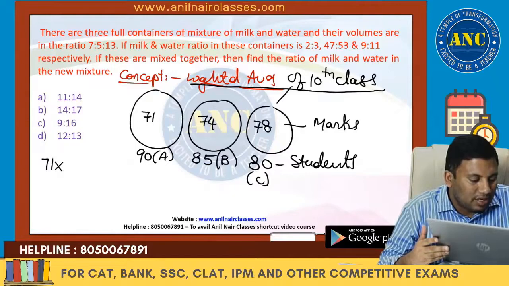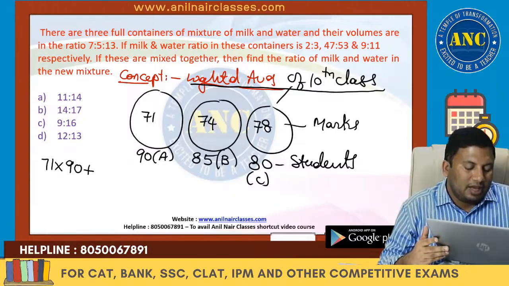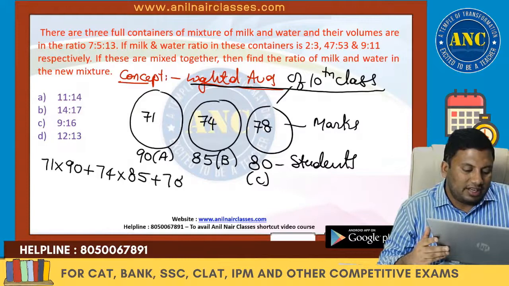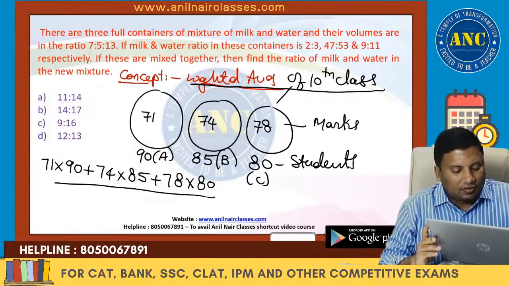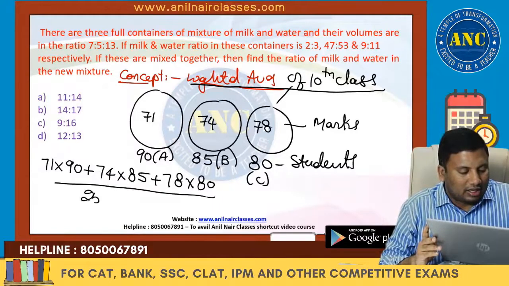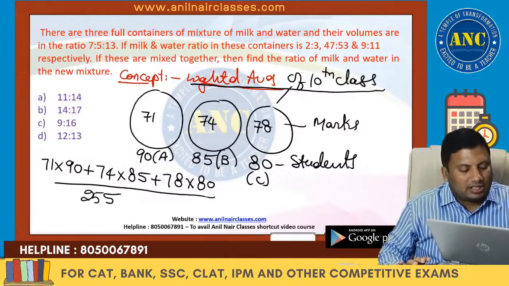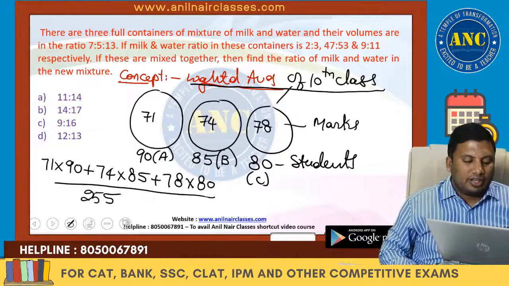This will become 78 into 1 into 90. Sum of the marks of all the students in section A, 74 into 85, 78 into 80. Now what we will do is, total number of students are 255. 71 into 90, 74 into 85 and 78 into 80.